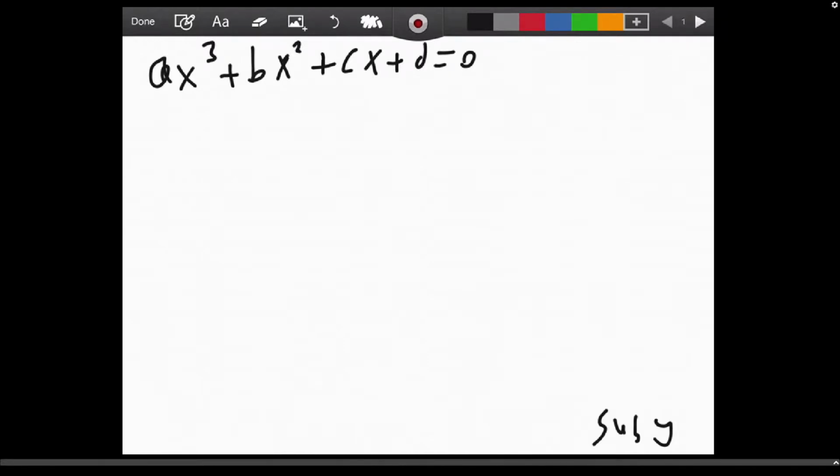So today, as the title says, we're going to be finding, proving, deriving, whatever, the cubic formula. I'm going to try to keep this as short and sweet as I possibly can to give a concise explanation without missing out on too many of the important parts.